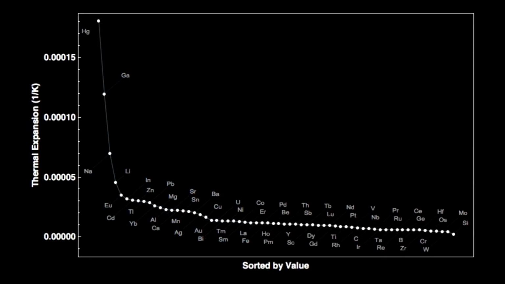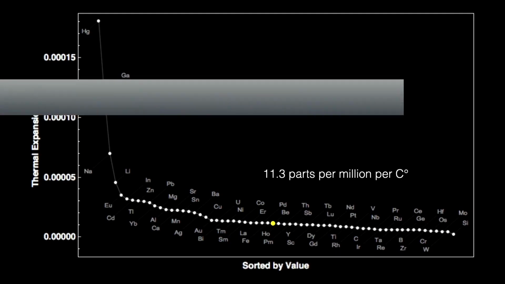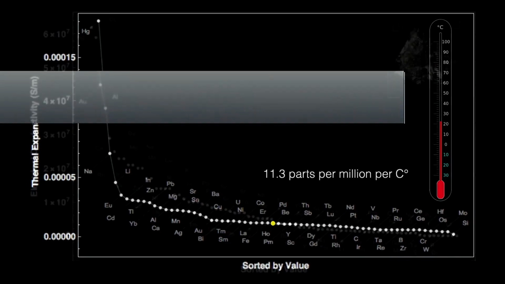Beryllium does not expand much when you heat it. It has the 32nd highest rate of thermal expansion, about 11 parts per million per degree Celsius. This means that if you had a 1 meter long bar of beryllium, and we'll magnify this by a factor of 10 just to see it, and you heated the bar by 1 degree Celsius, it would get longer by only 11 millionths of a meter, about 1/5 of a hair width. This is important in some applications, as we'll see.